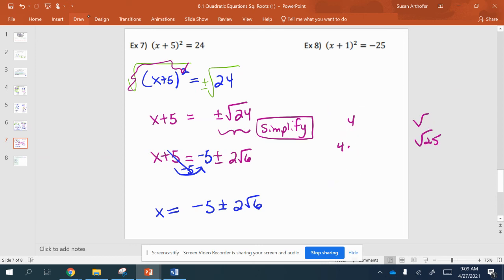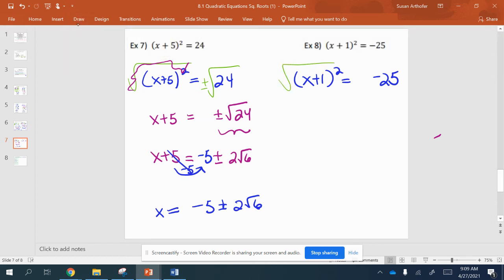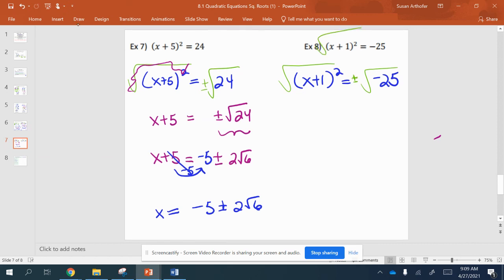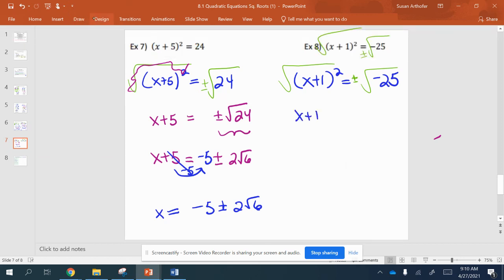Let's do another one. This time we're going to have i involved. Imaginary numbers. Okay, so here we go. I'm going to write it down. I'm going to solve by taking square roots on both sides, adding plus or minus. You can do that by going like this on the top to make your math quicker. Okay, so when I take the square root, out pops x plus 1. This goes away. And I have plus or minus square root of negative 25 to deal with.